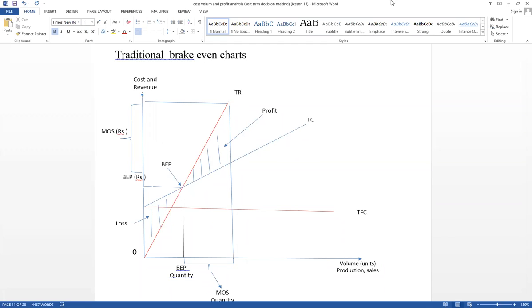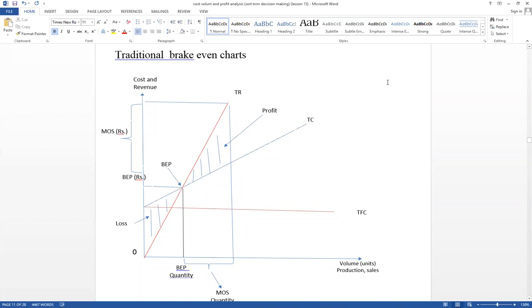You have to know how to disclose break-even point quantity, break-even point value, margin of safety quantity, margin of safety value. And think about here, cost and revenue, here quantity. It may be production quantity, it may be sales quantity. And here zero, traditional break-even point charts. That next one, contribution break-even point charts. There are three graphical presentations we have discussed. Next one, think about.